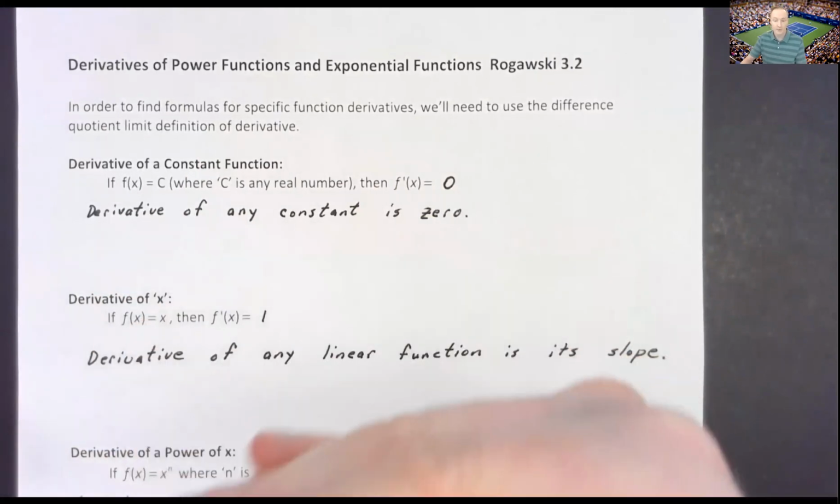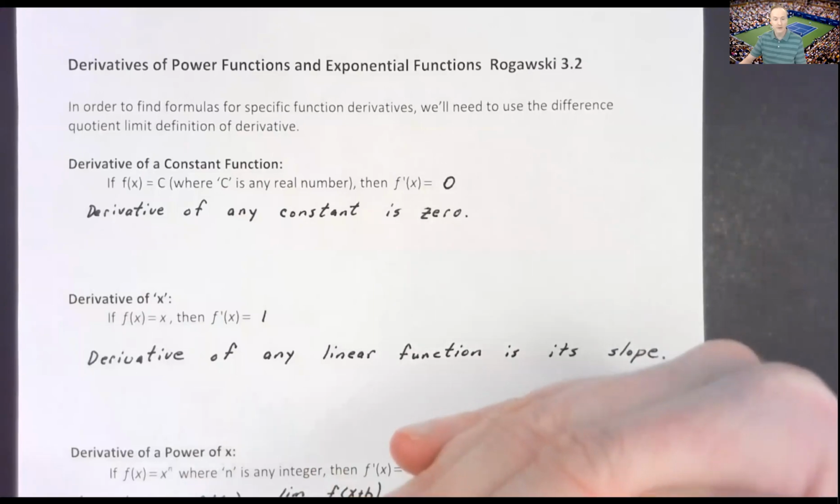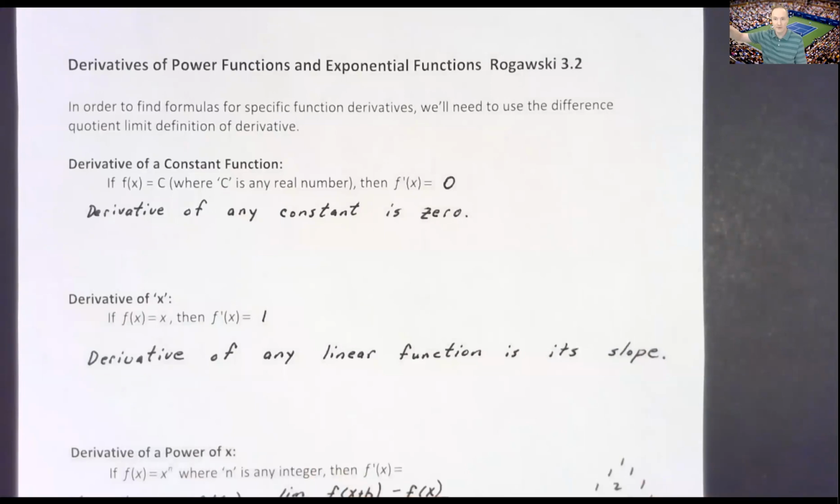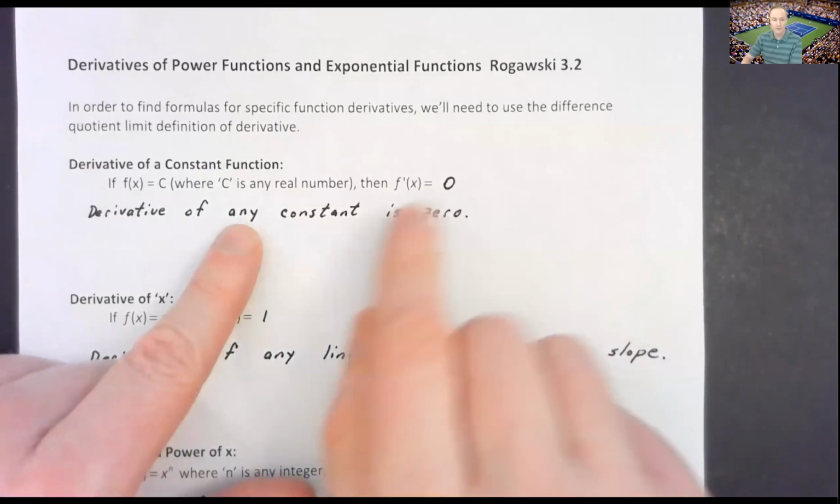We know that the derivative represents an instantaneous rate of change. Well, think about a constant function. The whole definition of a constant function is it never changes. If y is 5, then it is 5 forever and ever and ever. And so clearly, the derivative, its rate of change, is zero because it will never change. So any constant you have, the derivative is zero.